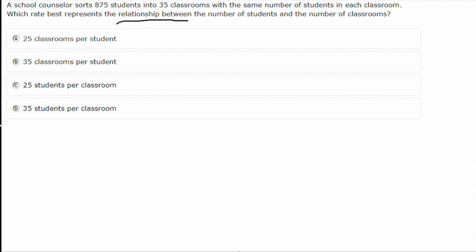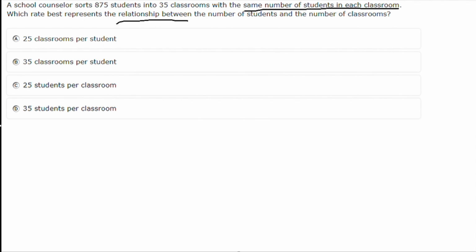All right, and even if we look at the description for our question, we see the same relationship. We see that the school counselor wants to sort 875 students into 35 classrooms with the same number of students in each classroom. That phrase is very significant. It means that we're putting students in classrooms. We're not assigning classrooms to students.